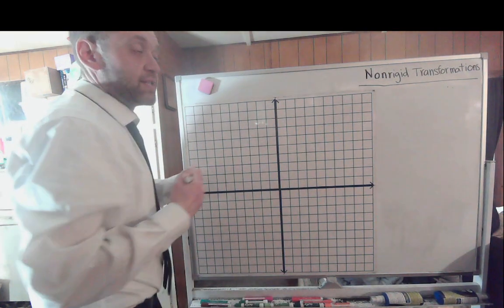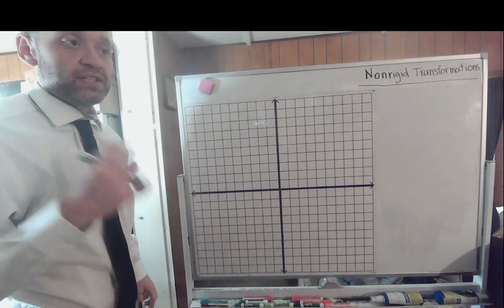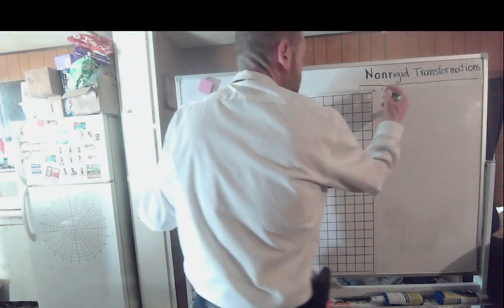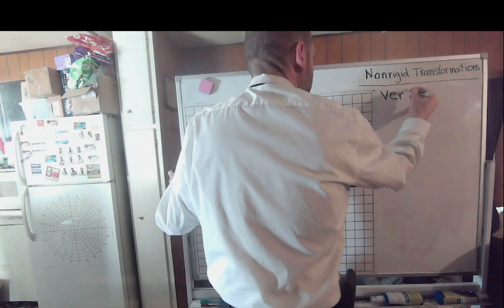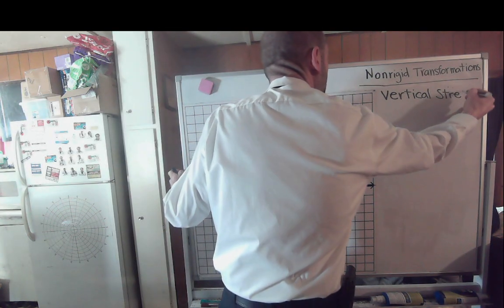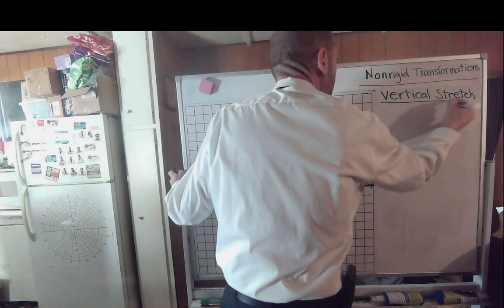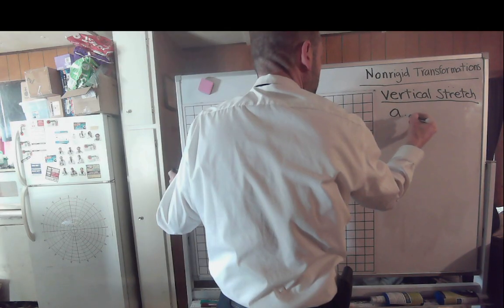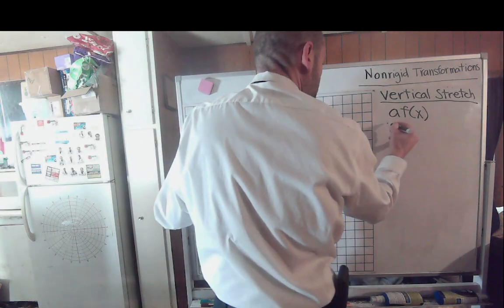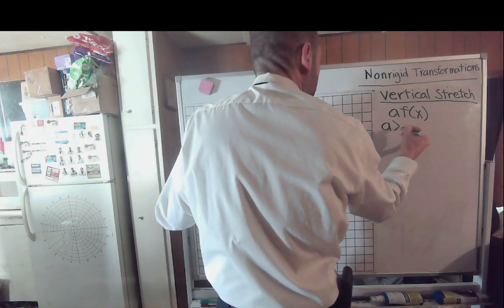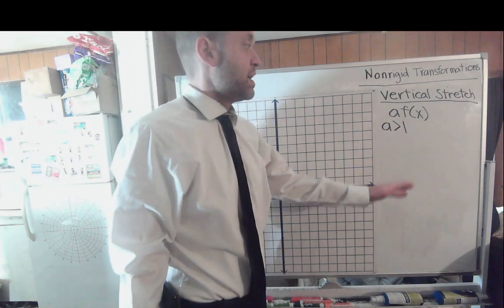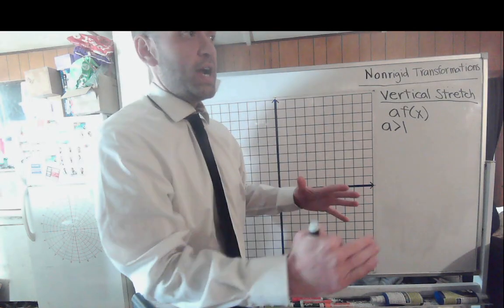Now, non-rigid transformations, on the other hand, do affect the size of the original graph. So non-rigid transformations can be things such as a vertical stretch, so a vertical stretch involves some coefficient on the f of x. So I have a coefficient a on my f of x where a is greater than 1. If my coefficient is greater than 1 on the f of x, then I have vertically stretched the graph.